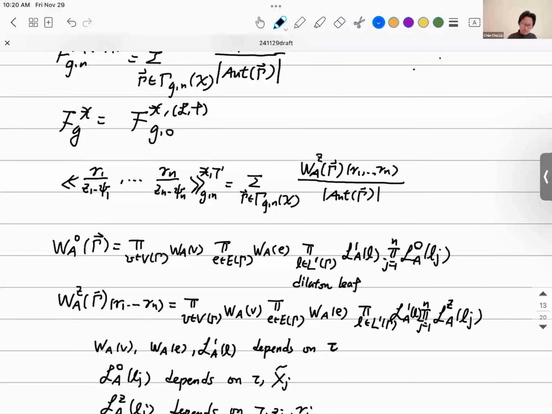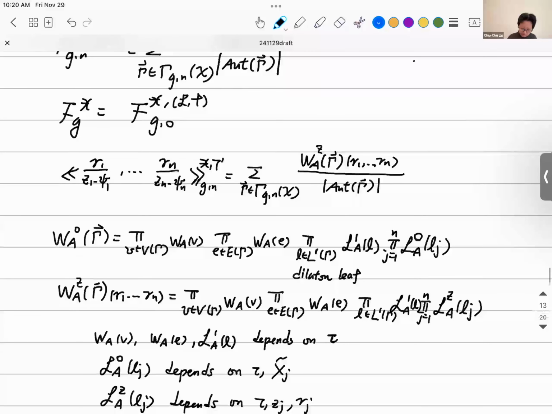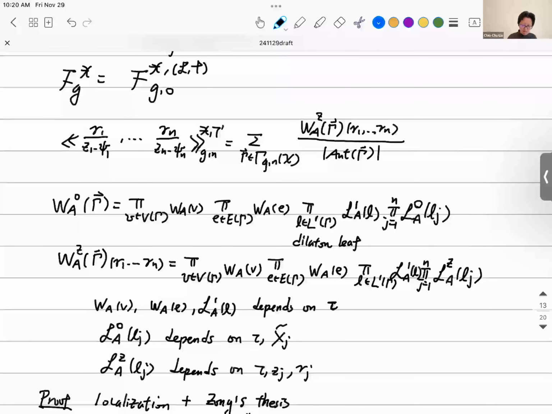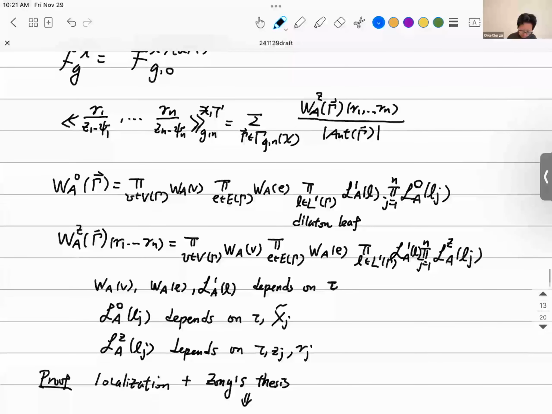But for the leaves, for each j, the j-th open leaf depends on tau and also xj tilde, the open string parameter corresponding to the j-th component of the boundary. And the descendant leaf depends on tau and zj, and also the insertion gamma j at the j-th marked point.